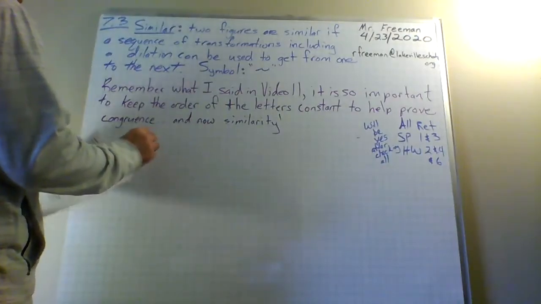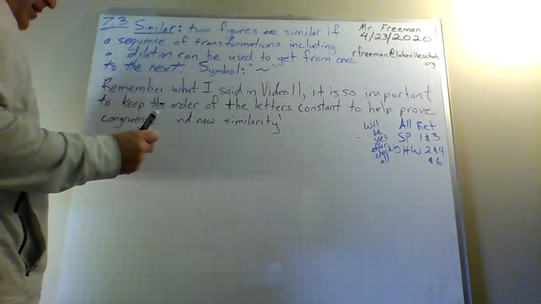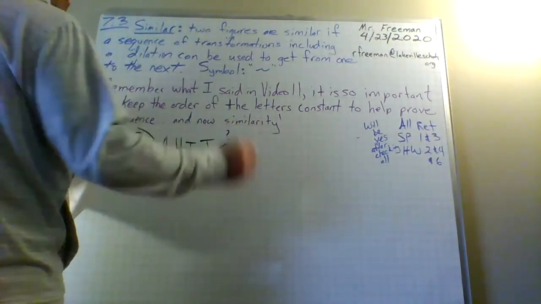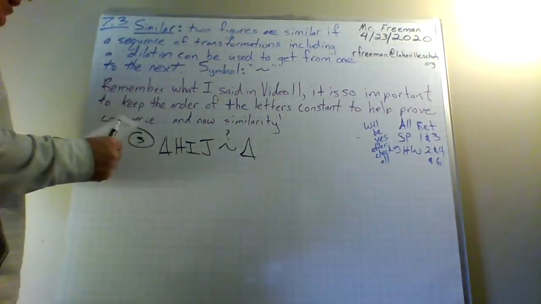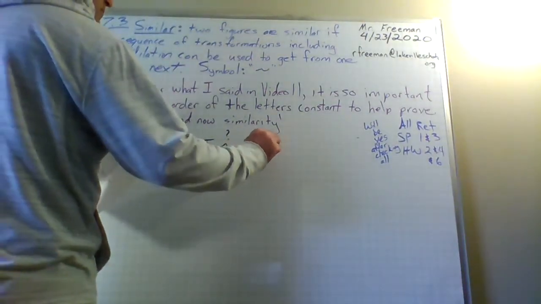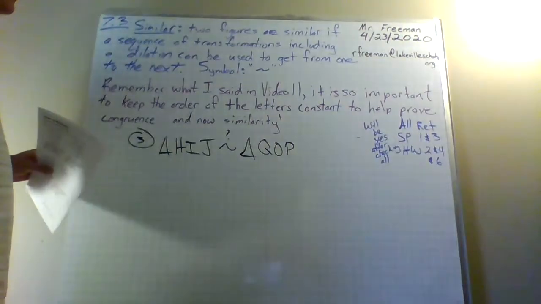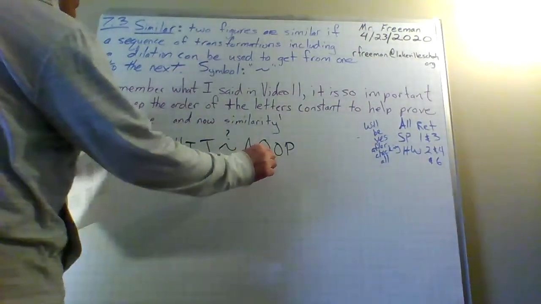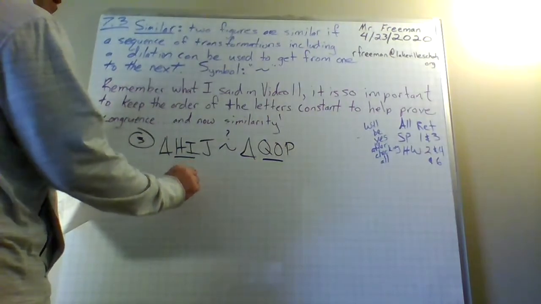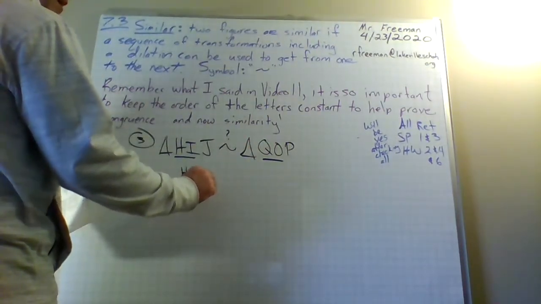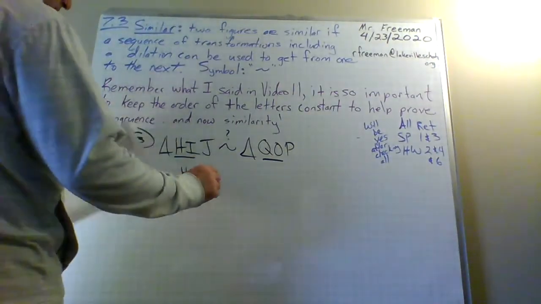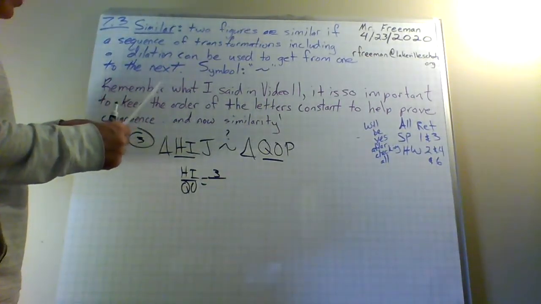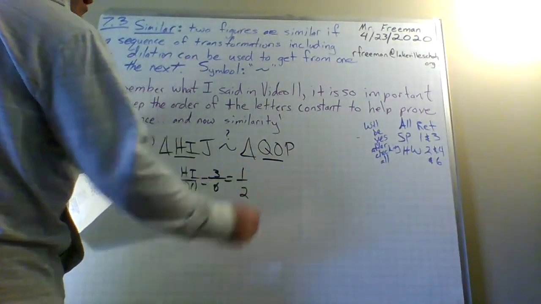On this same page, the skills practice page, they have triangle HIJ. And we want to know, is that similar to triangle? If I call the first one HIJ, it would be wise to call this one QOP. Okay, so if I want to take some sides, maybe I take HI. Well, HI, I would have to compare to QO. And HI is 3. QO is 1, 2, 3, 4, 5, 6, which equals 1/2.